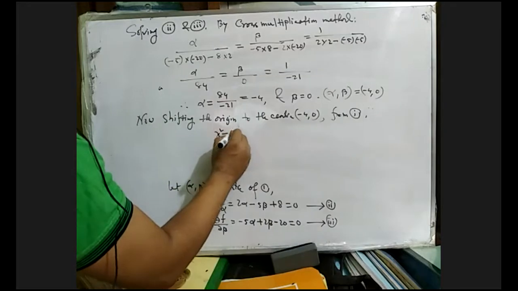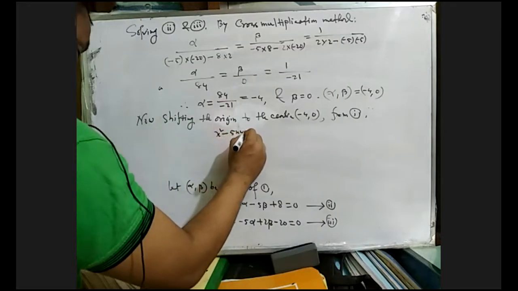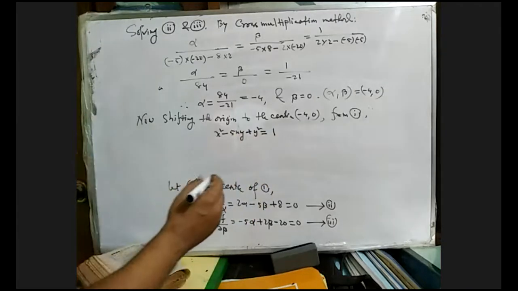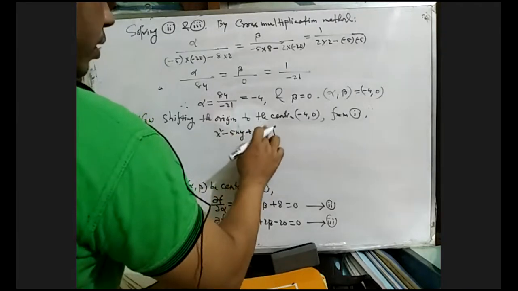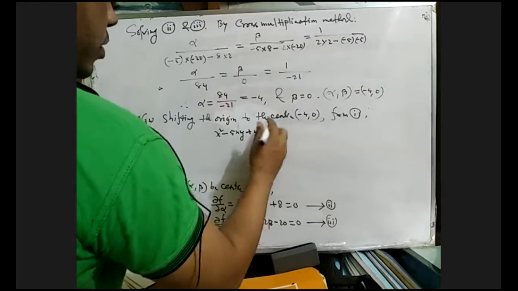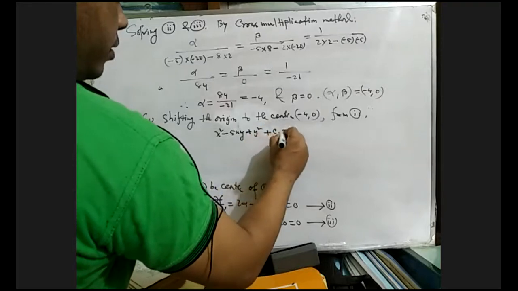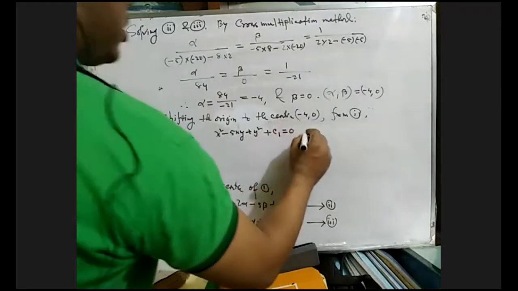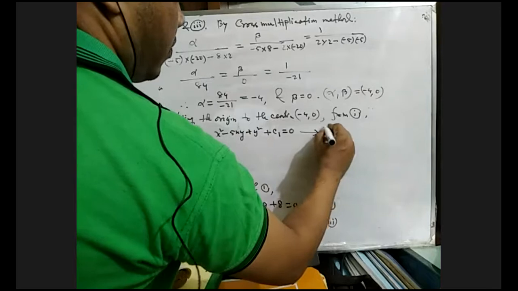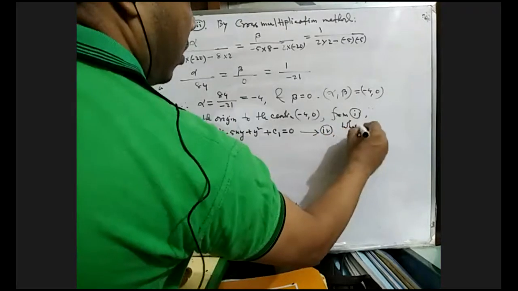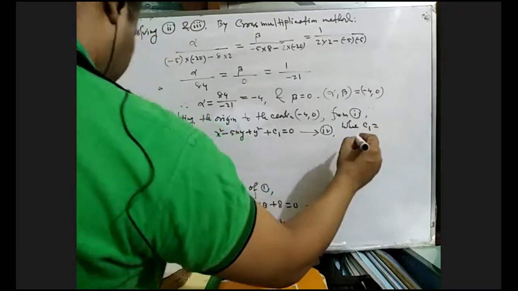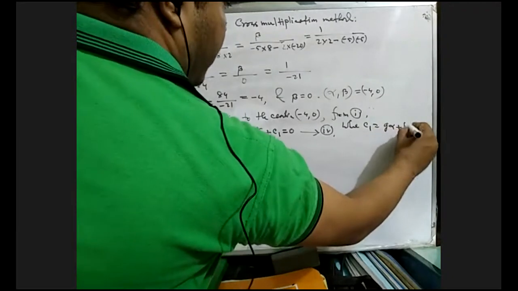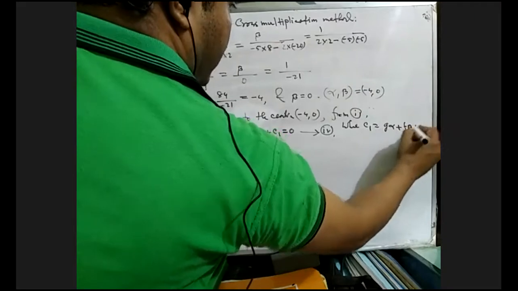x square minus 5xy plus y square plus c1 equals 0, where c1 equals, from this equation number 4, g alpha plus f beta plus c. We can find this value.